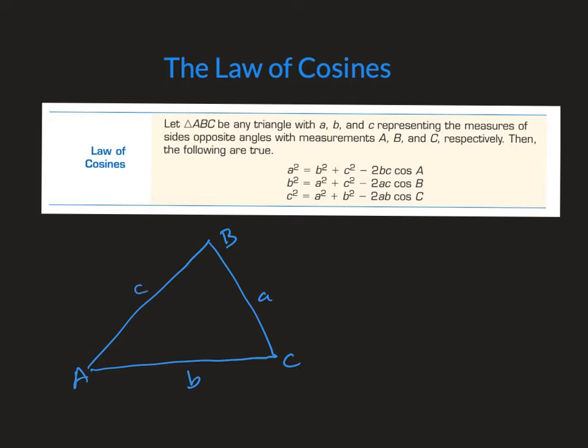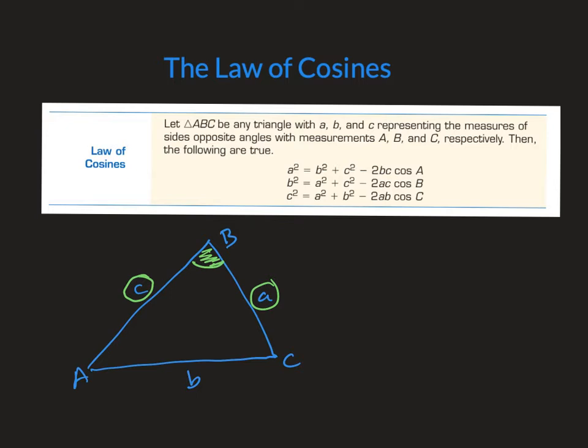And in particular, the law of cosines applies or is useful in two situations. When you're given information for two of the sides and the included angle, like I've outlined here where we have side C and side A and angle B, the only way you'll be able to solve for the other missing information is with the law of cosines.